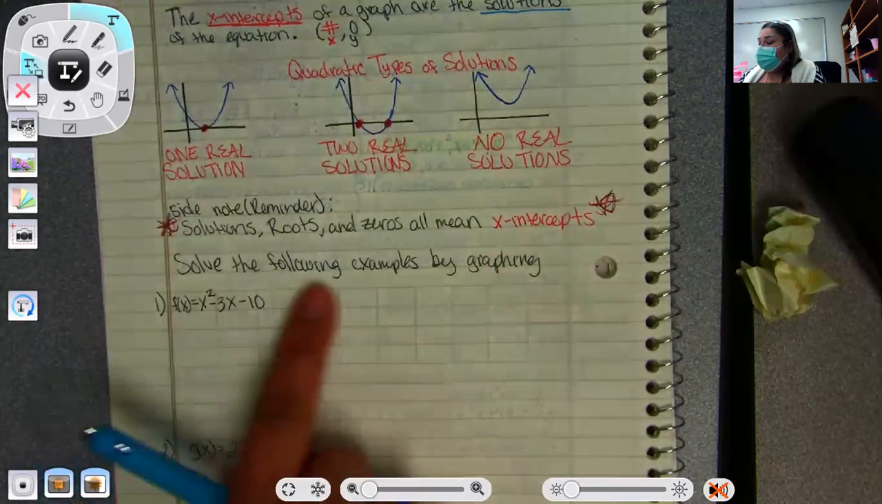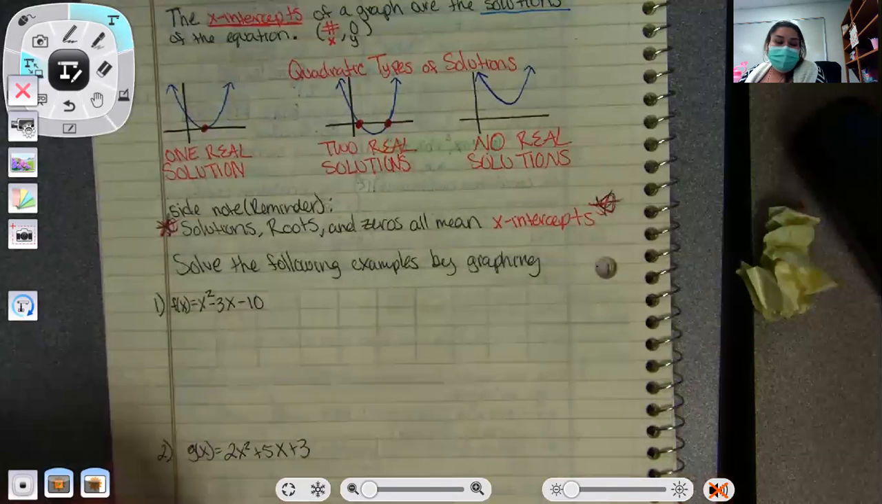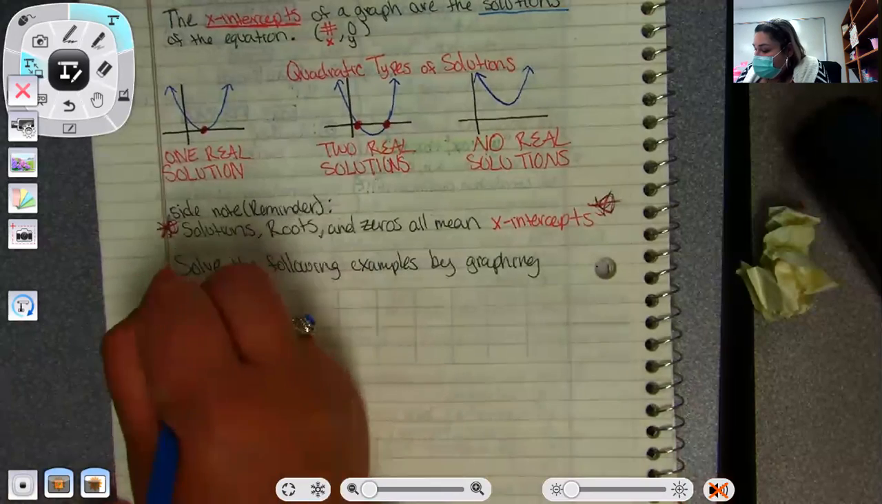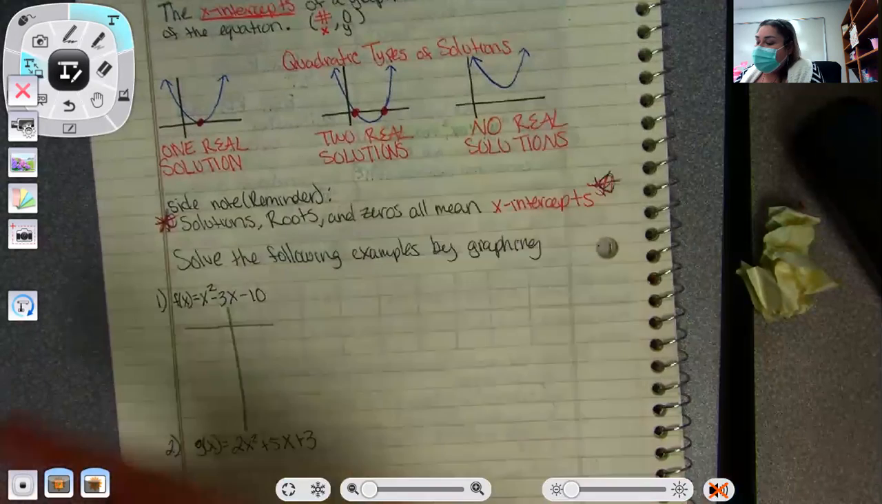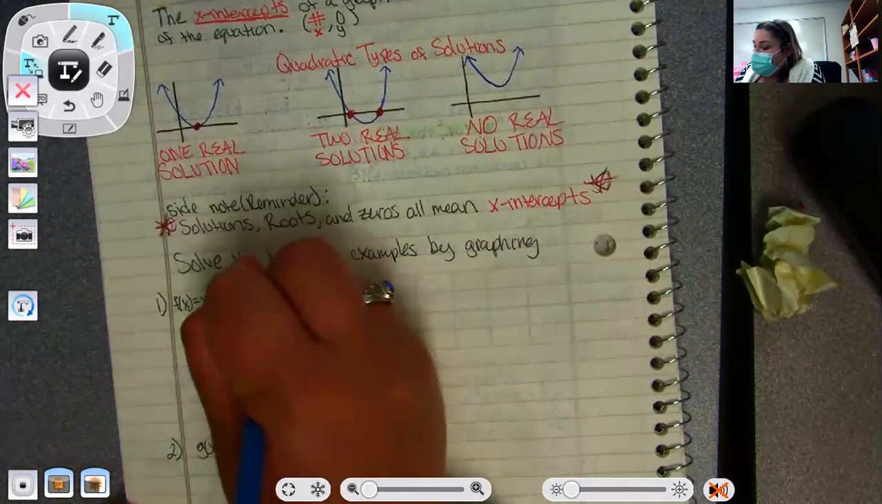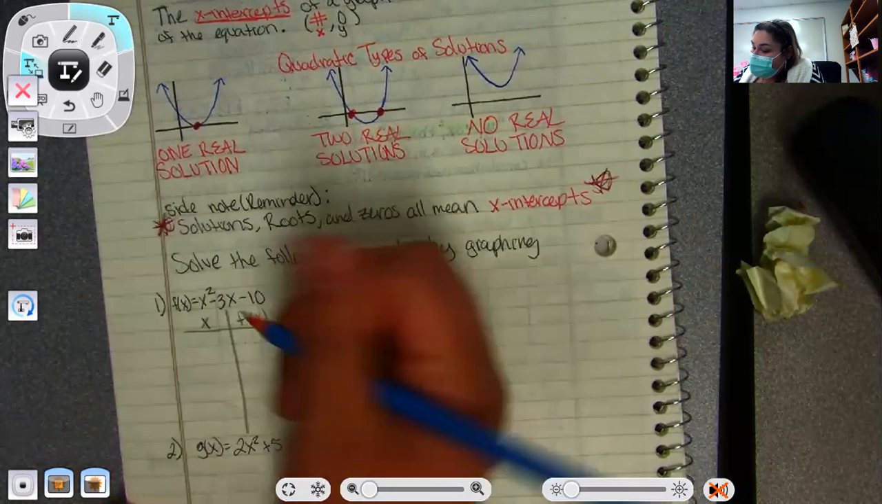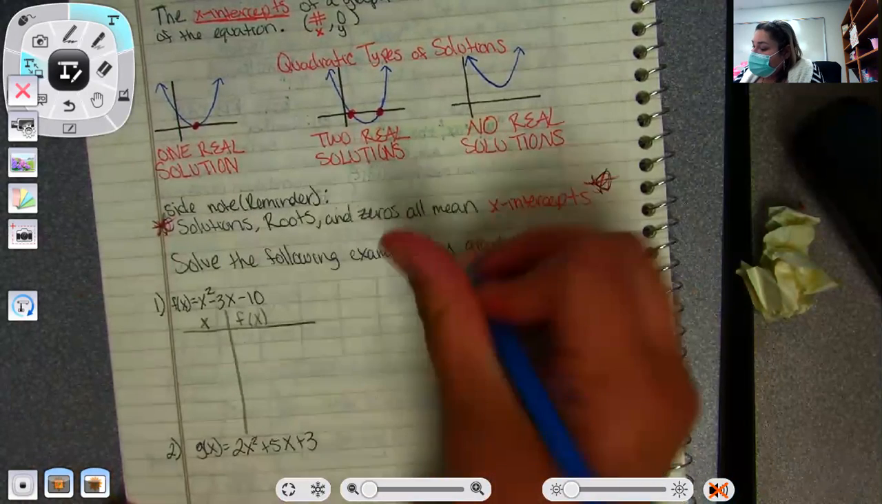So we're going to solve the following examples by graphing. Y'all already know how I feel about making rough sketches. So we're going to make a quick table just for the first few examples so that you can see that you can get something going. So we're going to have x and then f of x, which we know is y.